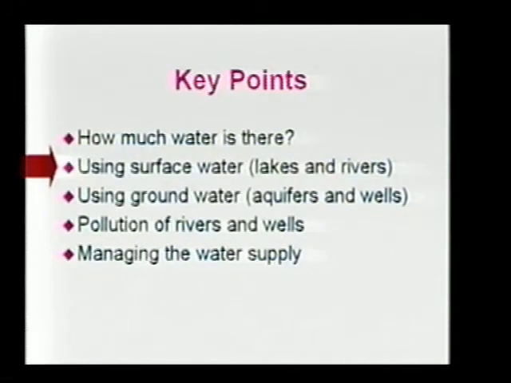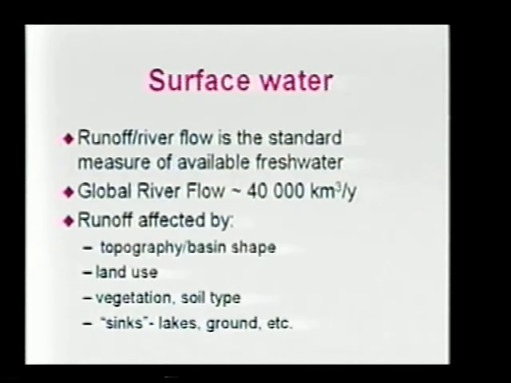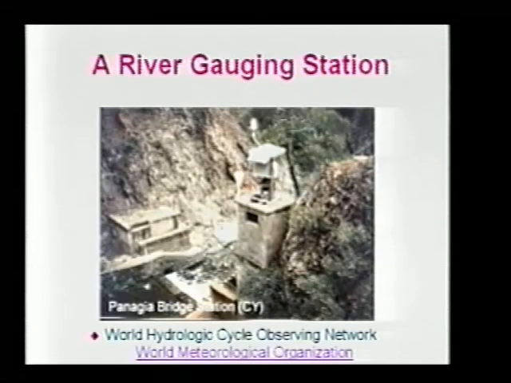But let's move on now to the next topic, which is on how we use surface water. Most of that surface water we use is basically river flow. River flow, of course, is flowing down streams and rivers. And this is an image of a gauging station. This particular one happens to be in a mountain gorge on the island of Cyprus. The gauging station is part of the World Hydrological Cycle Observing Network under the auspices of the World Meteorological Organization.